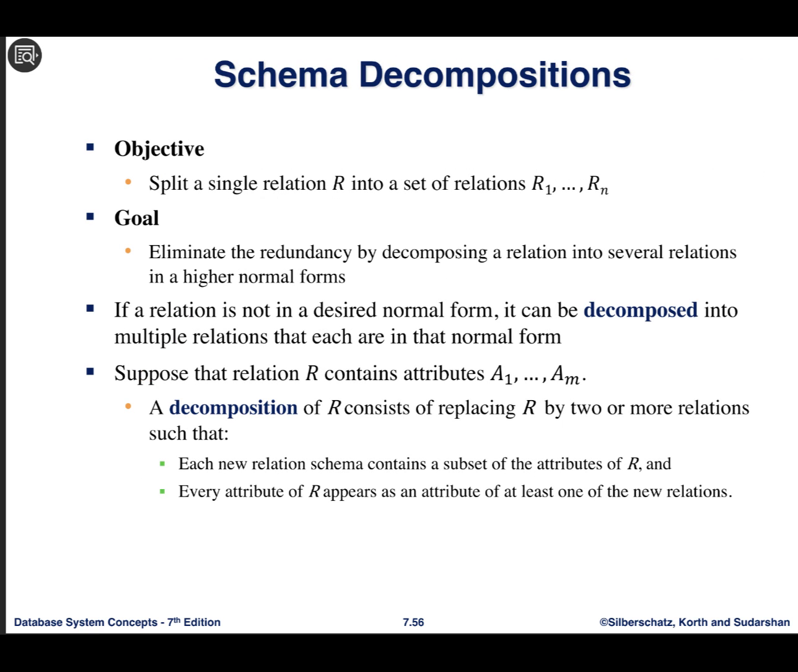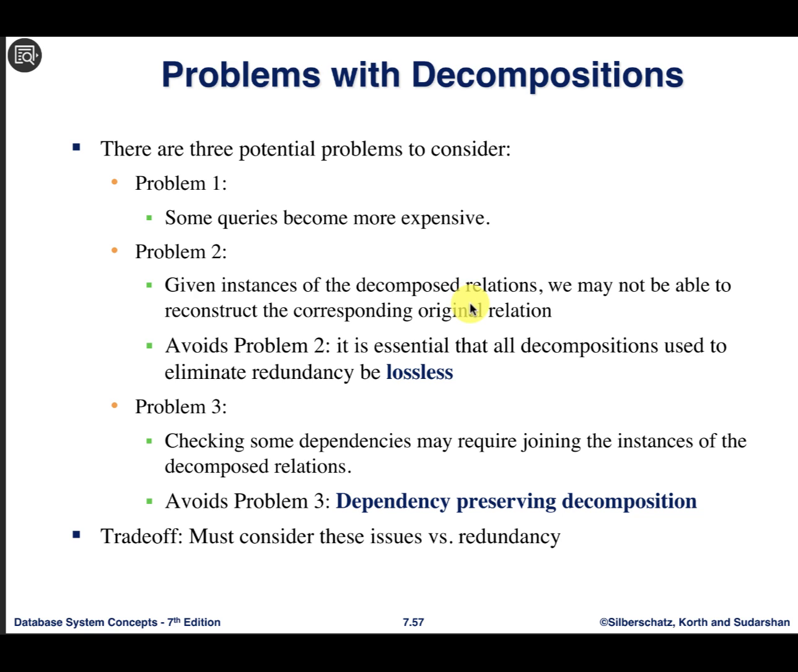So we talked about schema decomposition, right? We said this is a good idea because it's going to help us get rid of the redundant data. Okay, we do have some problems with decomposition in general. The first one is that when you perform a query, some queries are going to be more expensive. Why?